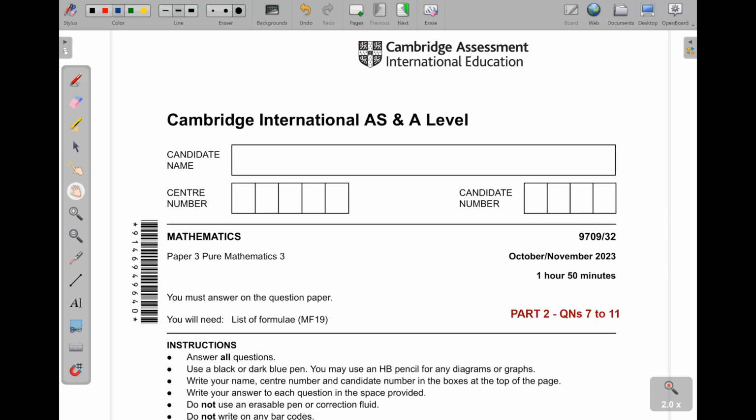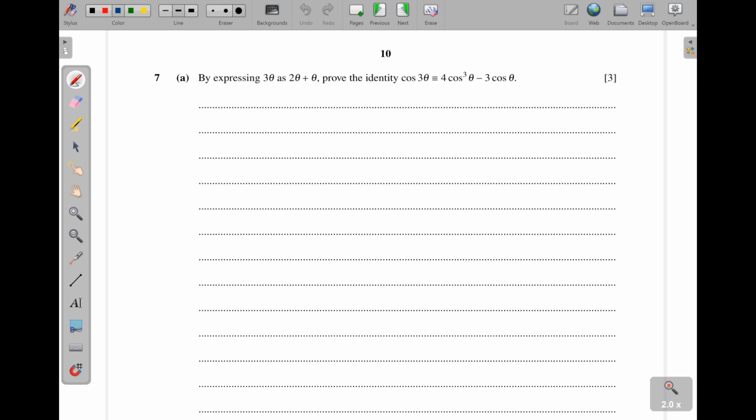This is Teacher Simon taking you through Cambridge International AS and A-Level Pure Mathematics 3, Paper 3-2 for October-November 2023, and this is part 2 for questions 7 to 11. Question 7 is coming from Trigonometry, Part A. By expressing 3 theta as 2 theta plus theta, prove the identity cos 3 theta is equal to 4 cos cubed theta minus 3 cos theta.